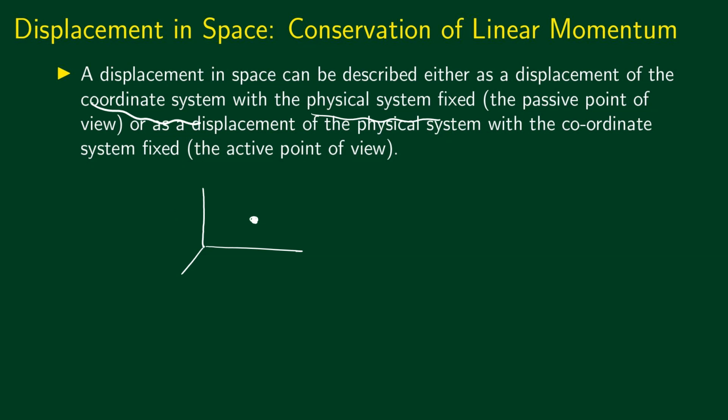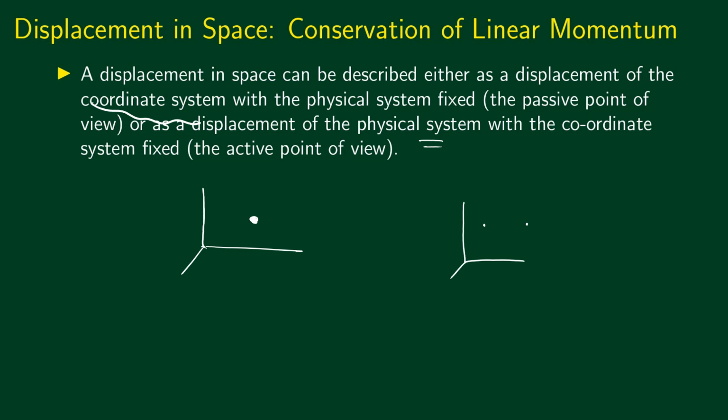So if the change in the coordinates of the physical system is due to the change in the coordinate system itself, then this viewpoint is called the passive viewpoint, or simply the passive point of view. You could also describe the displacement as a displacement of the physical system with the coordinate system fixed. So in this case, we'll have a fixed coordinate system, and we consider the displacement of the physical system in space in this coordinate system.